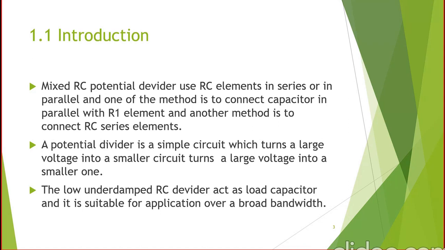Basically, the mixed RC potential divider uses RC elements in series or in parallel. One method is to connect a capacitor in parallel with the R1 element, and another method is to connect an RC series element. A potential divider is a simple circuit which turns a large voltage into a smaller one. The low underdamped RC divider acts as a load capacitor and it is suitable for applications over a broad bandwidth.